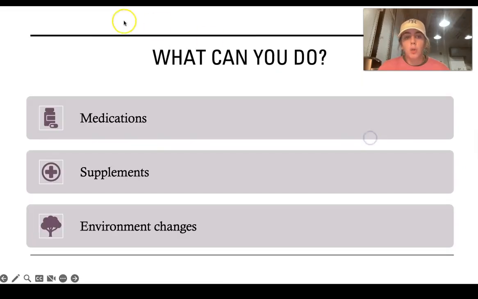So, what can you do specifically? While OA can't be cured, it can be managed. Treatment often includes weight control to reduce joint stress, pain relief medications, joint supplements like glucosamine, some physical therapy to maintain range of motion, and in some cases, intra-articular injections or surgeries.